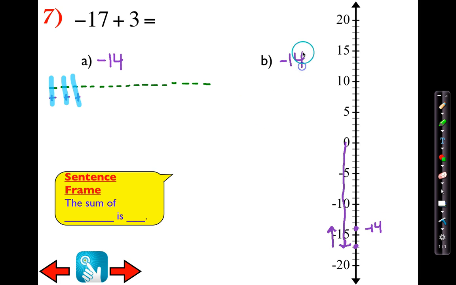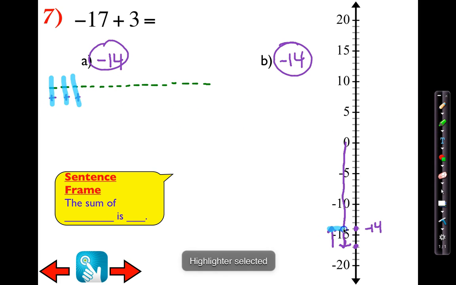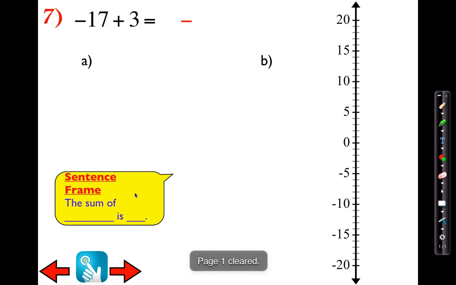So voila, notice I get the same answer whether I'm using symbols or a number line. And again, here you see your 3 zero pairs. How do you see it on a number line? It's where they overlap. You're going to see 1, 2, 3. So here I would say the sum of negative 17 and 3 is negative 14.